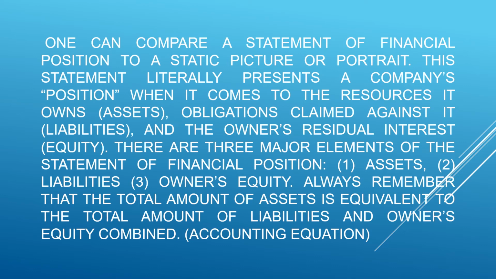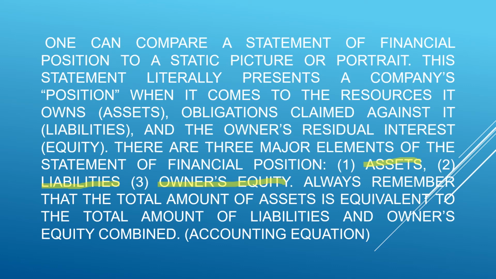There are three major elements of the financial statement of a financial position. So the first one is assets. Second one is liabilities. And the third one is the owner's equity. So these are the three major elements of the financial statement. So why are we saying that these are the major elements? Is there any minor elements?